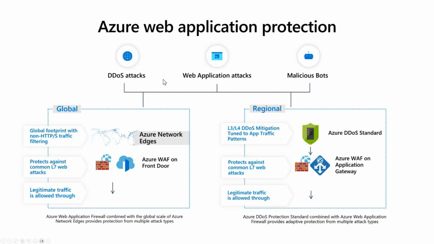And so if you talk about front door, it is a global solution with anycast routing. It's able to drop all the TCP SYN, like layer 3, layer 4 attacks at the edge, and then at scale. So there is the whole protection from DDoS type of attacks. And then web application firewall enables protecting from malicious bots out there.